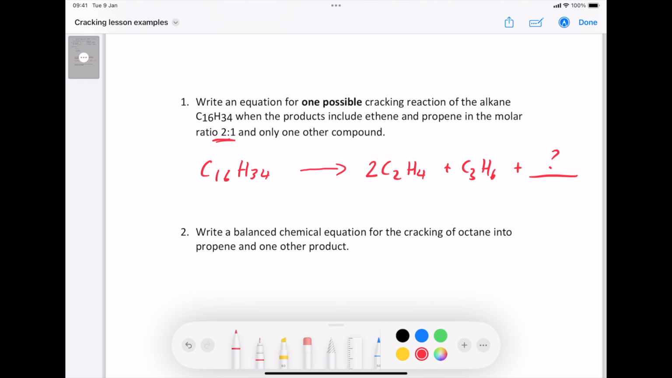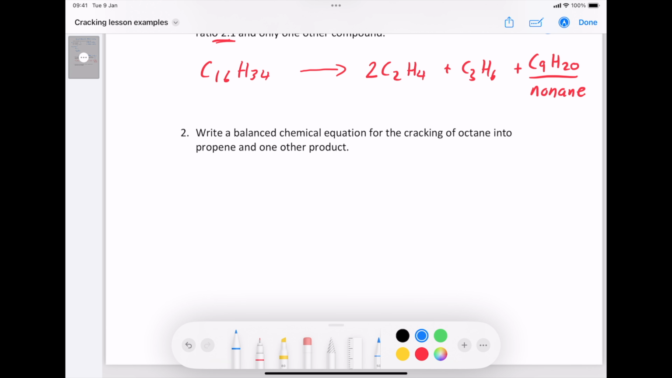All I have to do is subtract the number of carbons that have been used already from the starting carbons and see what I have left. So 2 times 2 is 4, plus 3 is 7, 16 take away 7 leaves us with 9. And then hydrogens: 34 take away 8 plus 6, which is 14. So 34 subtract 14 gives us 20. So I can see my product is an alkane and it's 9 carbons, so it's nonane, C9H20. How do I know it's an alkane? Quick recap on general formulas: alkenes have the general formula CnH2n, where n is the number of carbons, and alkanes are CnH2n+2, which is that one.